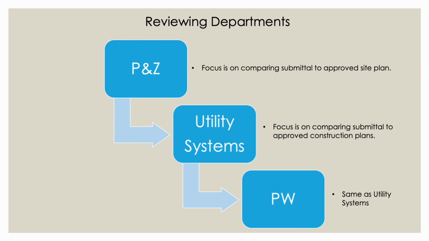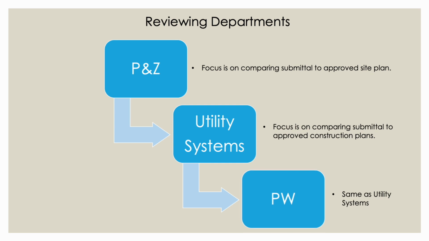As I mentioned prior, it begins with the Planning and Zoning Department. Our focus is on comparing the plans that you are submitting, your construction drawings, to the approved site plan. As I mentioned, that was approved by City Council at some point. After Planning and Zoning reviews it, it goes on to Utilities, and from Utilities it goes on to Public Works. Their focus will be on comparing what you submit to either utility lines, or in the case of Public Works, that involves paving, grading, and drainage plans.